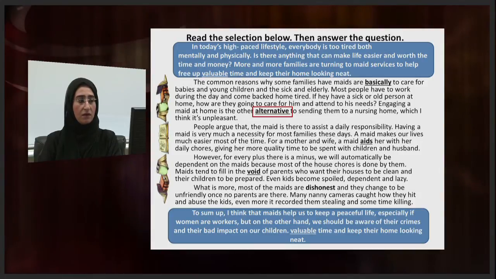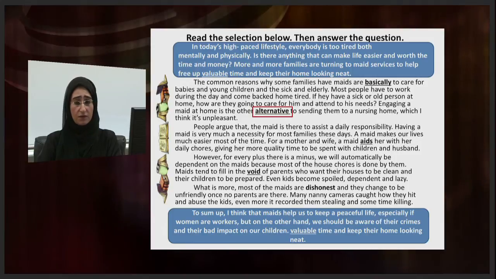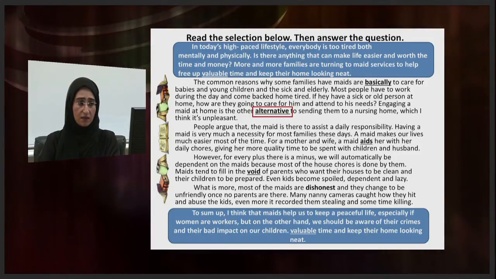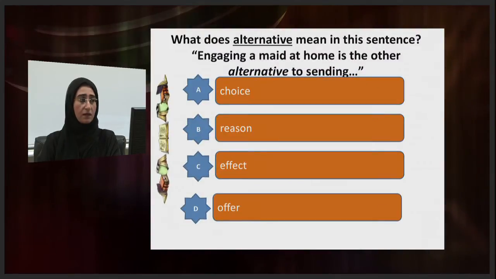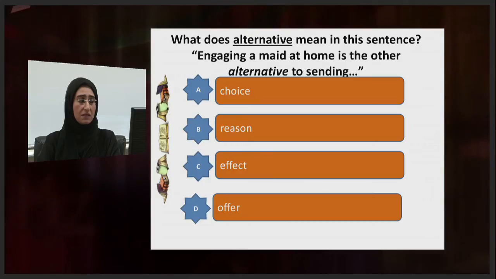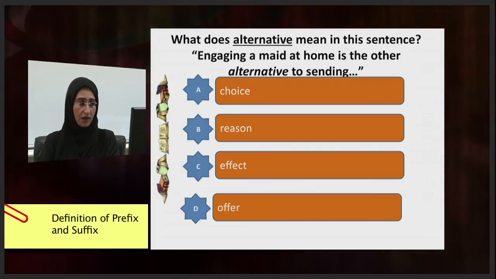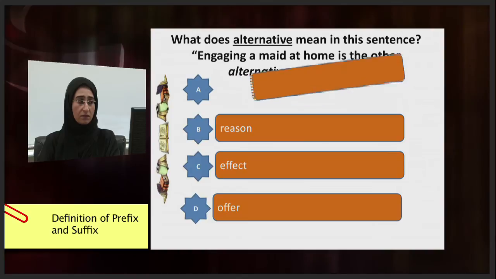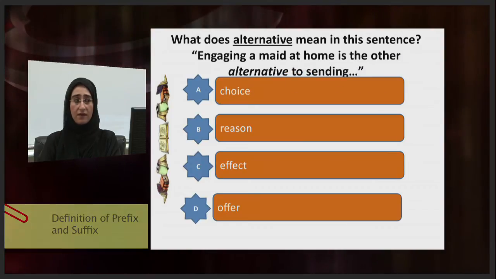Also, we have here the word alternative. Most of the students know this word, but we will go through it in the reading. So the choices here are A, B, C, or D. Let's figure out what the answer is. The answer is choice.